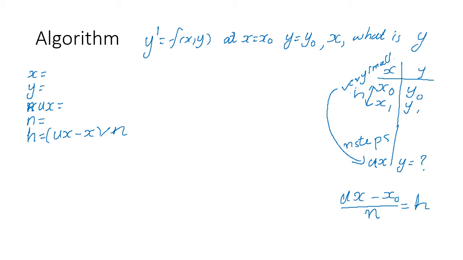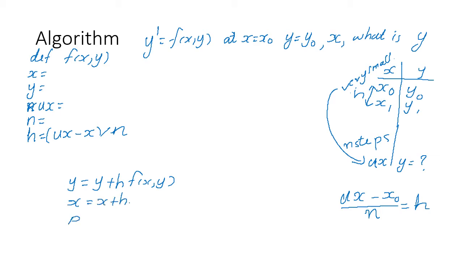Now what are the iterating steps? You must iterate something like this. You must calculate the new y using the formula: previous value of y plus h into f of x, y. So you must know what f of x, y is. In the beginning, usually we define f of x, y to return the given function. Then the next step: you must calculate the new value of x as x plus h. And if you wish, you can print both x and y to see the results.